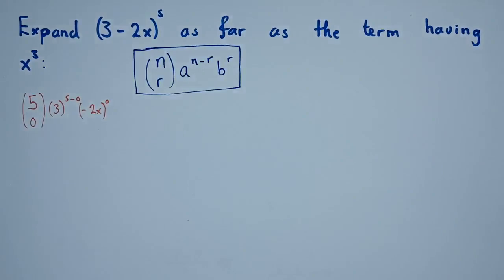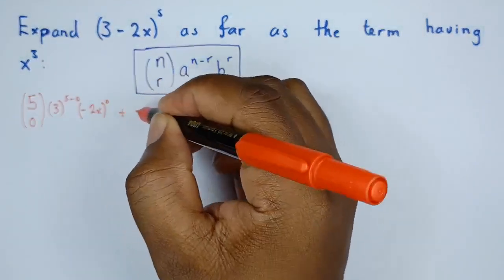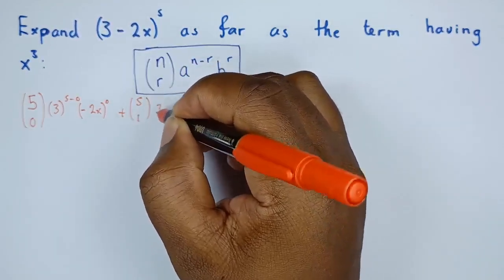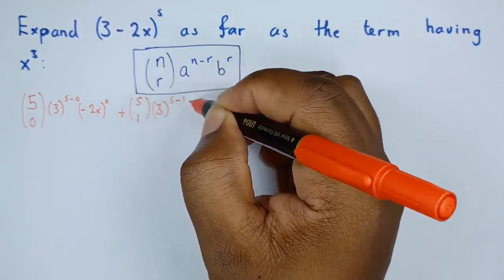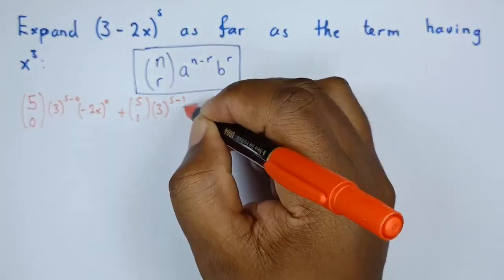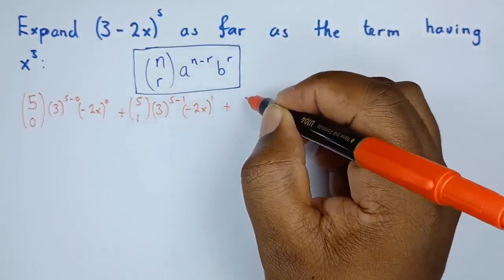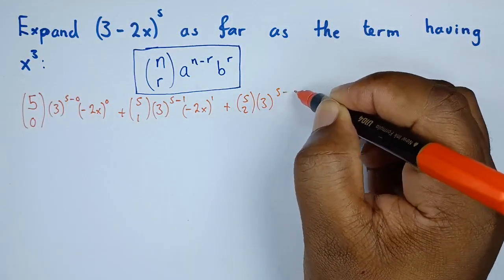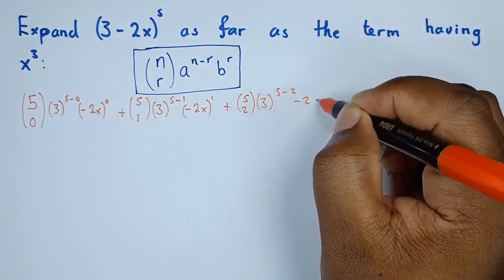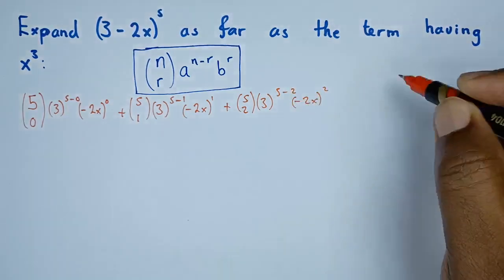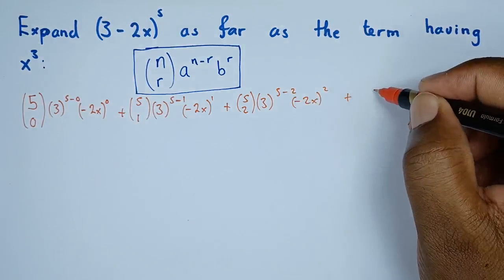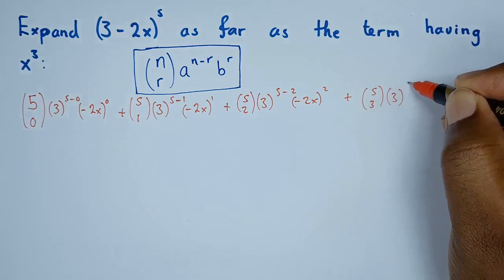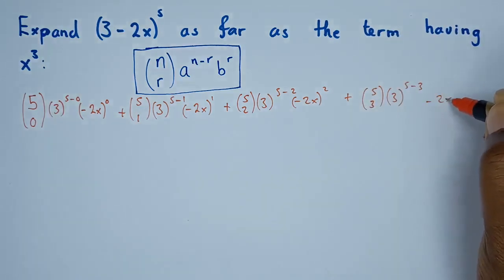Okay, that's the first term. So the second term, we can say plus 5 combine 1, 3 to the power 5 minus 1, negative 2x, raised to the power 1. Next, we'll combine 5 and 2, 3 to the power 5 minus 2, negative 2x, raised to the power 2. In the last one, we have 5 combine 3, 3 to the power 5 minus 3, negative 2x, raised to the power 3.